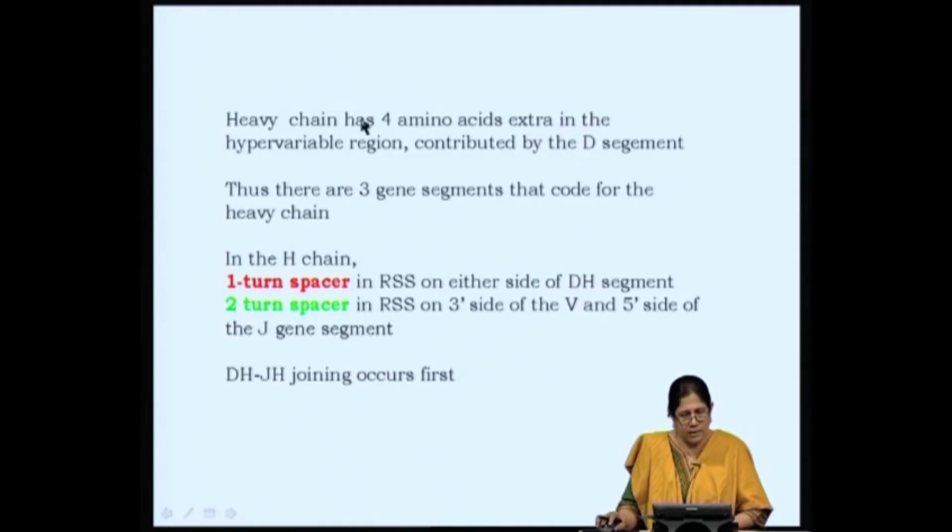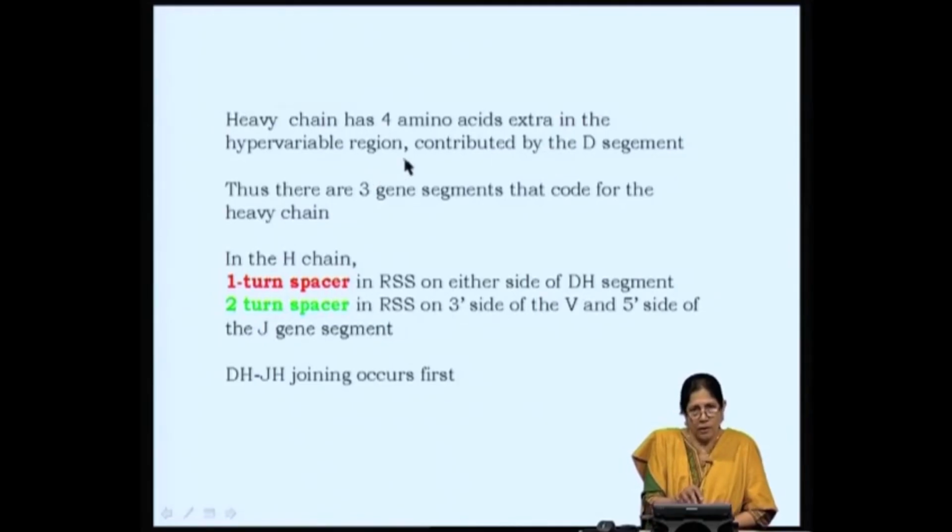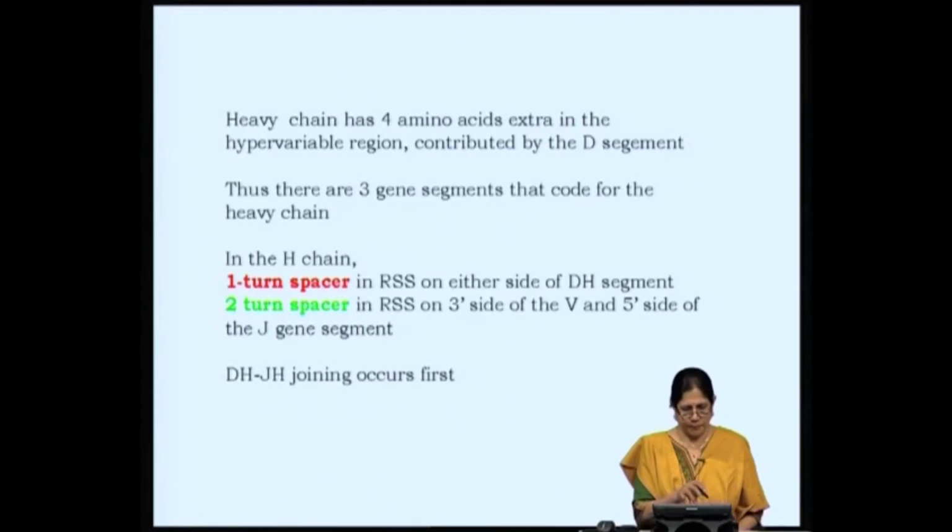Just to tell you again, since the heavy chain has 4 amino acids extra in the hypervariable region, people looked for another set of gene segments and found that it is the D segment, D for diversity. This therefore makes the heavy chain gene slightly more complex than the light chain, and we know by several studies later that the heavy chain contributes much more than the light chain in antigen binding.